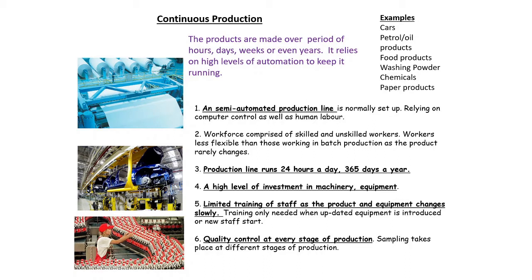The kind of products you might have are some cars. Cars are quite a generic term, because obviously you've got some much more expensive cars where they'll make batches of them or they might make one of them. But if you're talking about cars that you see a lot of, or certain car parts, petrol or oil products, certain kinds of food products, paper products, washing powder, certain chemicals where you just need loads and loads of them, and things like biro pens and that sort of thing.